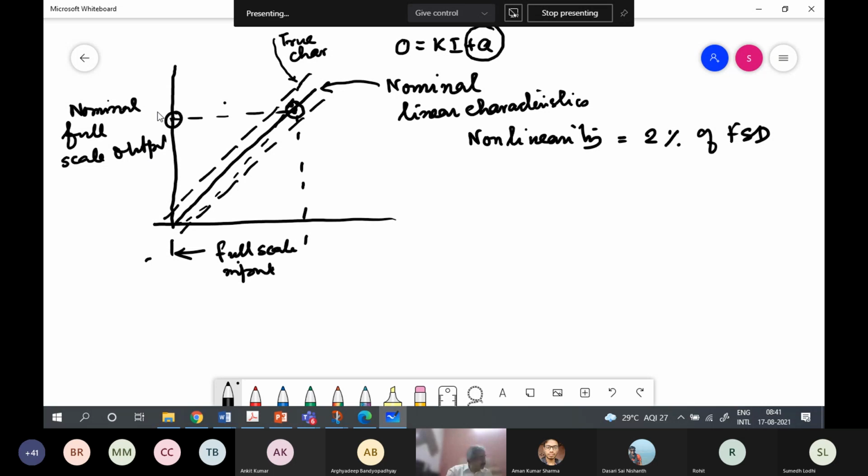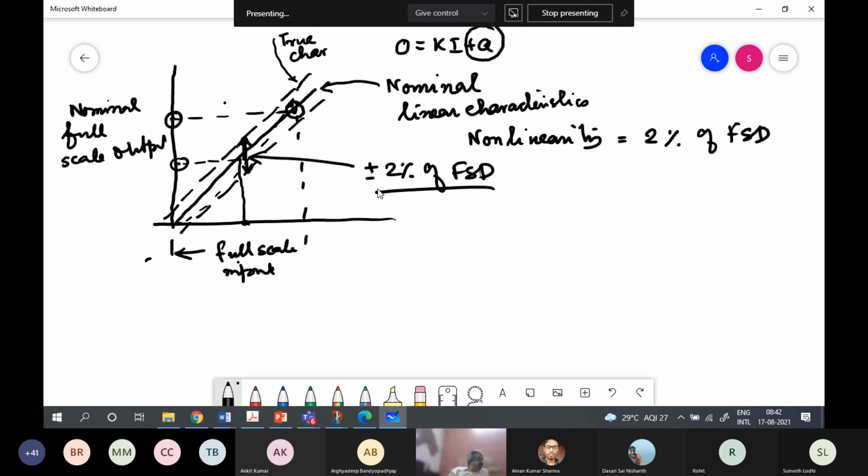So it says that the true output is going to be within 2% of full scale deflection. When you are having an input here, let us say half full scale, then the nominal output should be here according to the linear model of the instrument. But it says that it can be anywhere between this and this, anywhere within this 2%. So this is plus minus 2% of FSD, right?